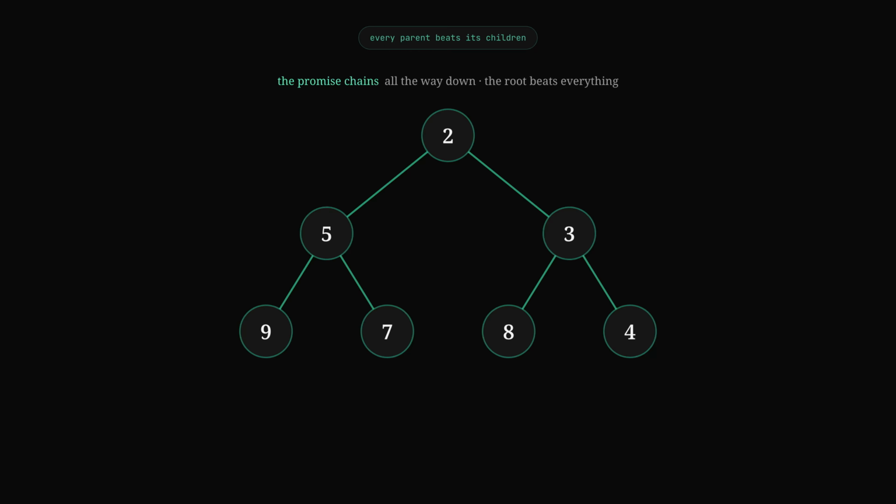But look at what survived. The root beats its children. They beat theirs. The promise chains all the way down, so the root beats everything. The minimum is always at the top, readable in order 1. We gave up every question except the one the emergency room asks, and that question got the best possible answer.